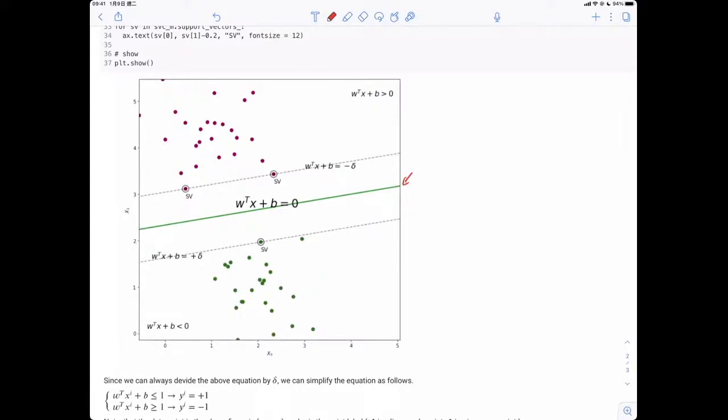W transpose x plus b. Okay, what does that mean? This green line. Usually we use y equals a x plus b, right? But we know we have a lot of different features, so it should be a surface. It should not be only two dimension. It should be multi-dimension, right? So x, usually the x is represented as x0, x1, x2, x3, to xn, for example.